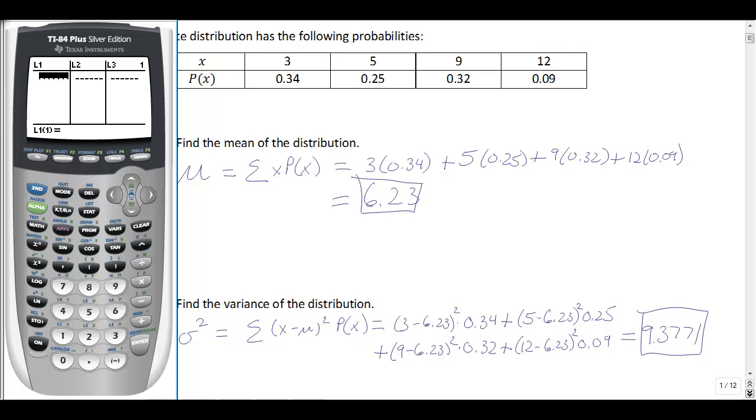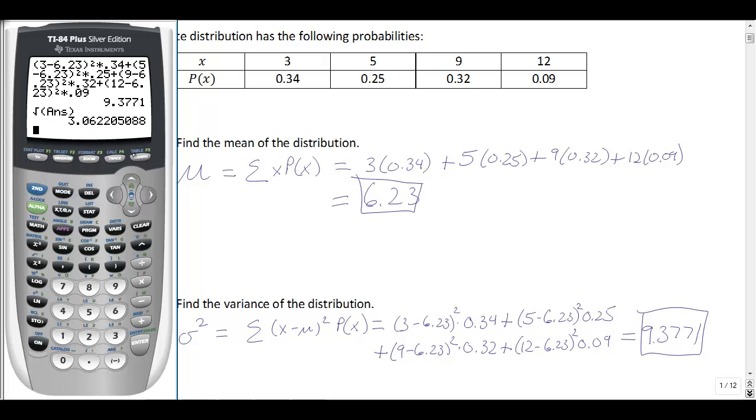Into L1, or one of the lists at least, I'm going to put my x's. I'm going to do 3, 5, 9, 12. And then into L2, I'm going to put the probability here. So I got a 0.34. First entry is going to match with the 3, 0.25, and the 0.32, and the 0.09 here. Now what I can do, I'm going to quit out of this.